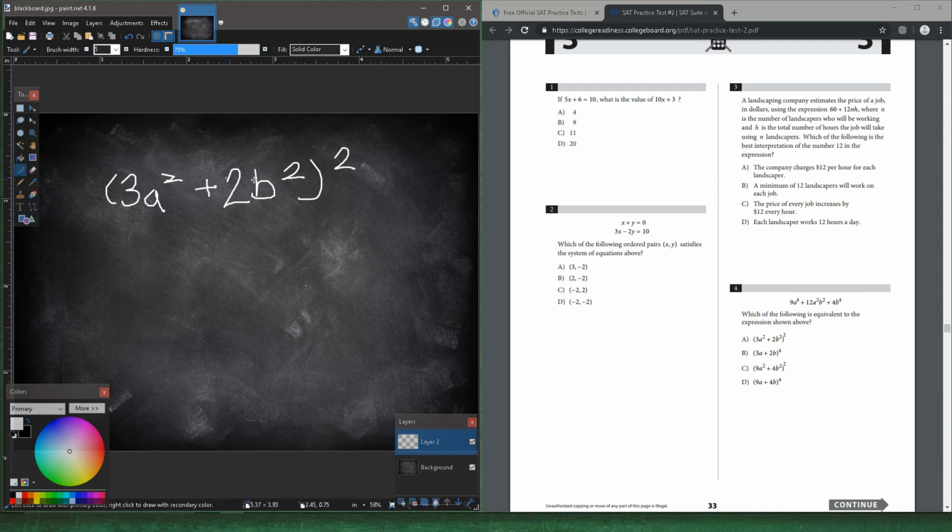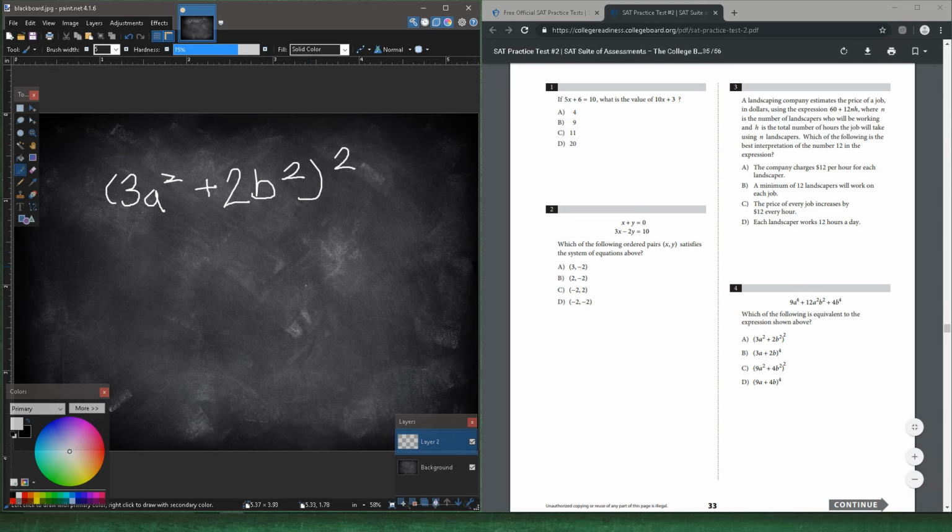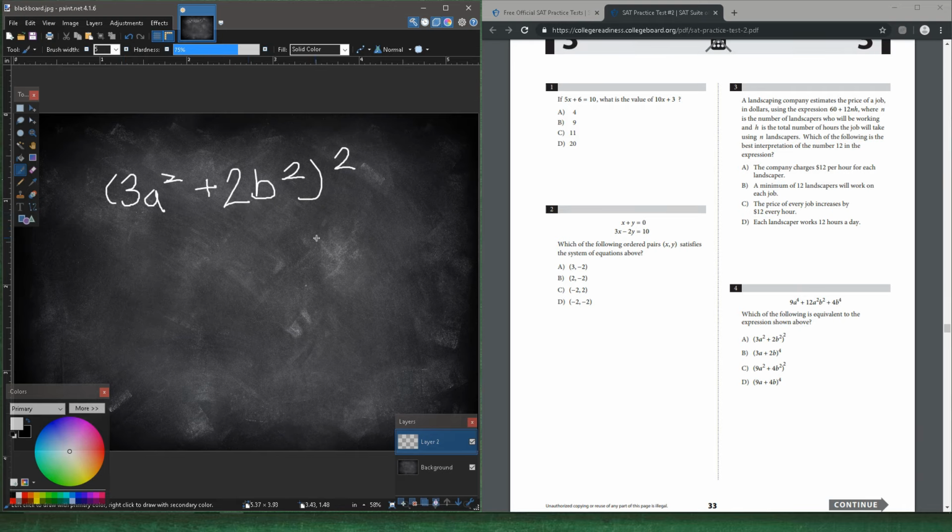So think about it. If you square both of these, this multiplied by itself would be 9a to the fourth. That's 6a squared b squared, and then that happens again because it's this one multiplied by this one. So that's a 6 plus another 6, that's 12. See, you already got the 12 right here. And then the 2b squared makes 4b to the fourth. So this is correct, so we just have to find the answer. So 4 is A.